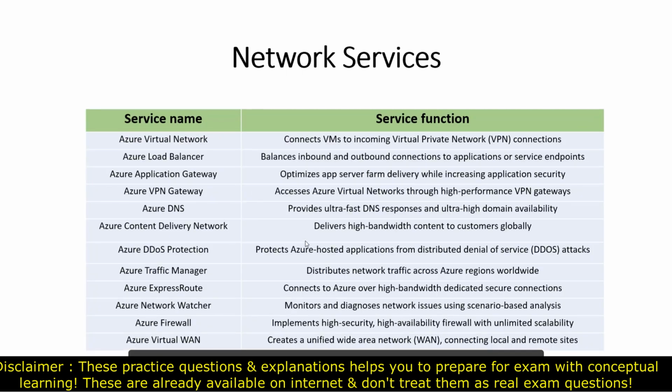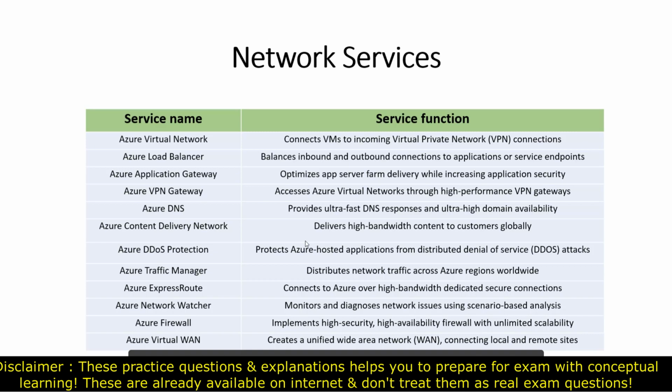Here we have the networking services. Those are the important ones, and let me tell you, first is Azure Virtual Network, Load Balancer, Application Gateway, VPN Gateway, Azure DNS. Then we have Azure Content Delivery Network, that is the CDN. I received one question from this: what exactly does it do? It delivers high bandwidth content to customers globally. Then we have Azure DDoS, that is distributed denial of service protection. It protects Azure hosted applications from DDoS attacks.